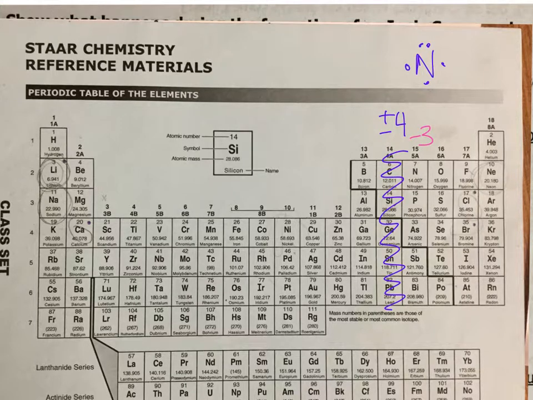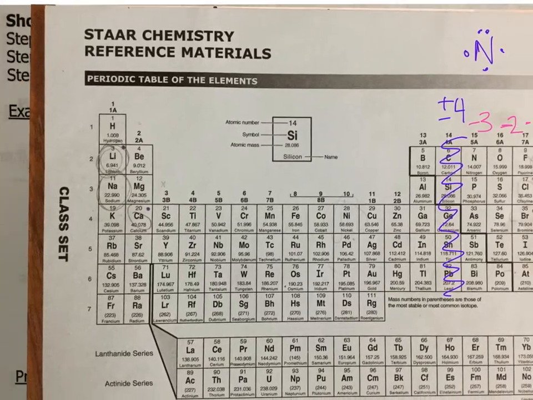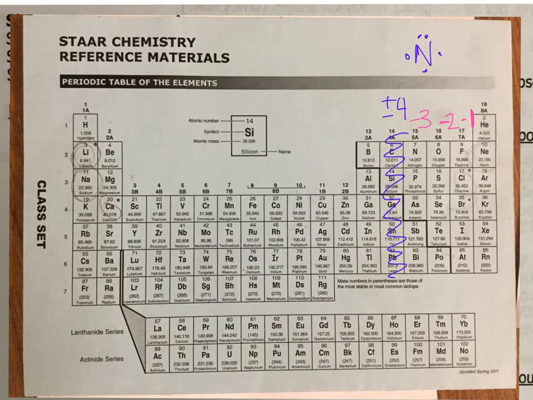Oxygen needs how many more? 2. So we write a -2. Fluorine needs how many? 1. So he gets a -1. What about group 18? 0. So just so you know, this is where those charges on the periodic table were coming from. It's how far away they are from your noble gas.